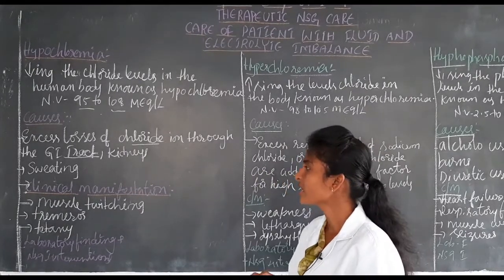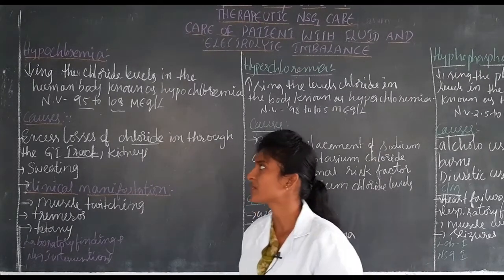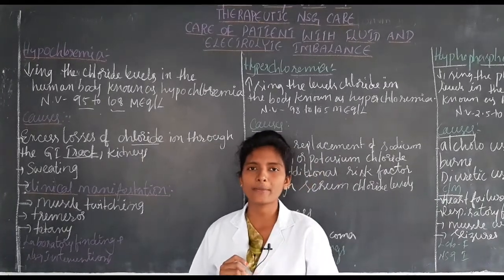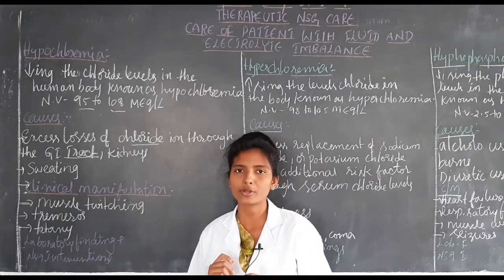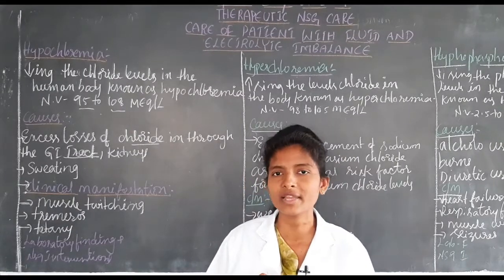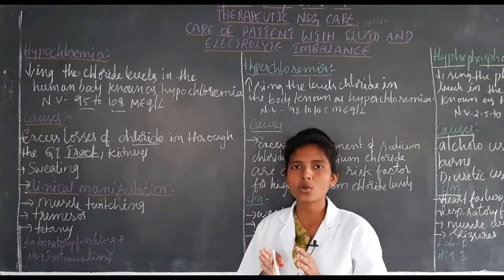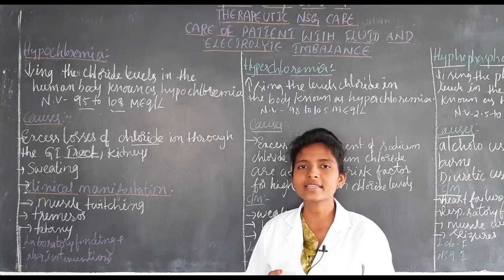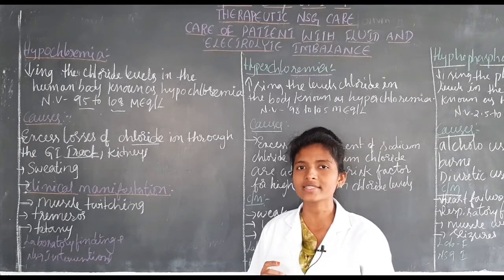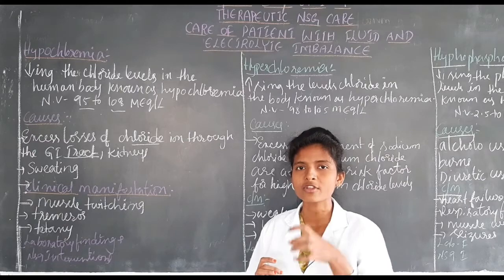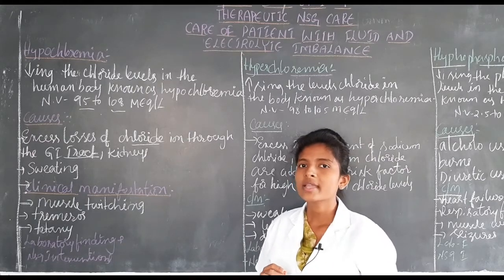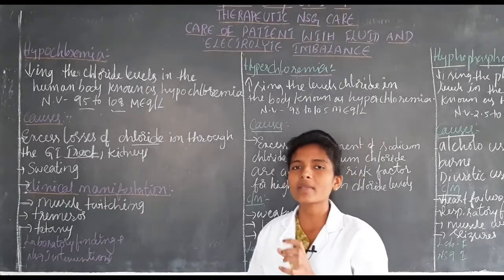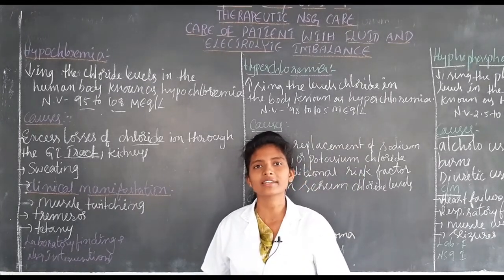Next is clinical manifestation. We have seen the meaning of hypochloremia and the causes of hypochloremia. What are the causes? Excess loss of chloride ions through the GI tract or kidneys, and next, through sweating. Due to these things there is a chance of losing chloride levels in the body. And next we will see the clinical manifestations. Which types of clinical manifestations may be present in this condition?